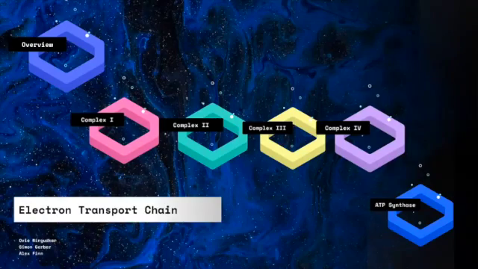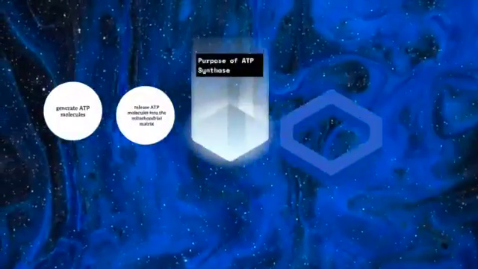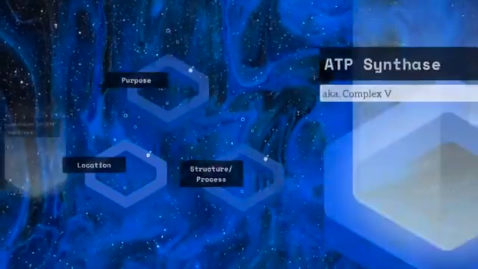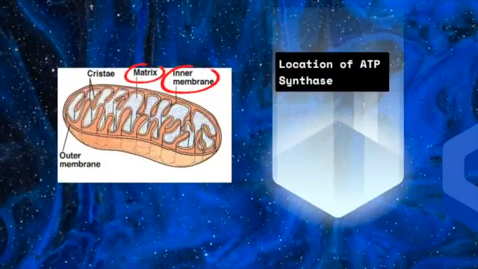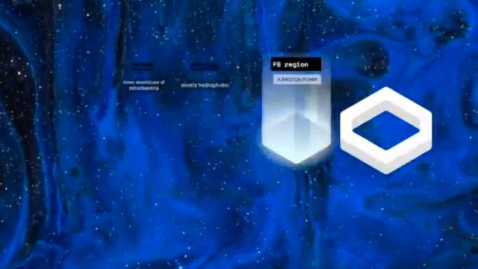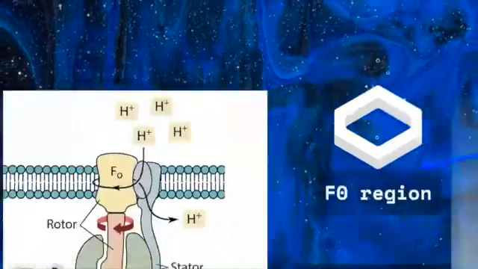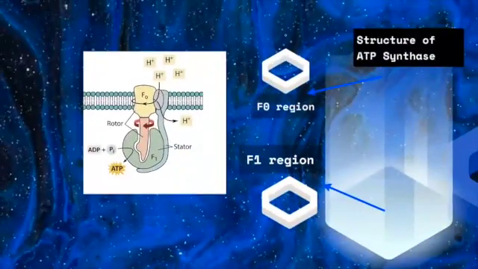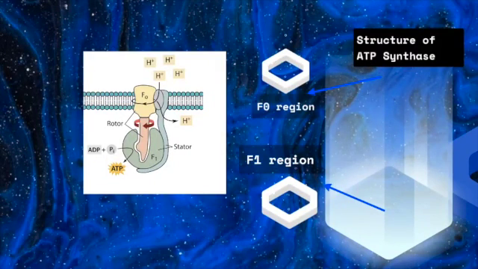ATP synthase. Sometimes referred to as complex 5, ATP synthase uses the large proton gradient that's already been established through the 4 previous complexes to release ATP and bring it to the mitochondrial matrix. There are 2 regions within ATP synthase, the F0 region and the F1 region. The F0 region is also known as the absorption domain, and the F1 domain is also known as the ring domain.